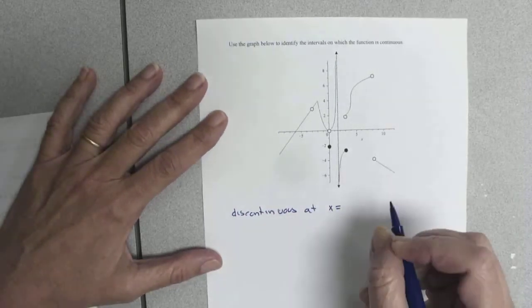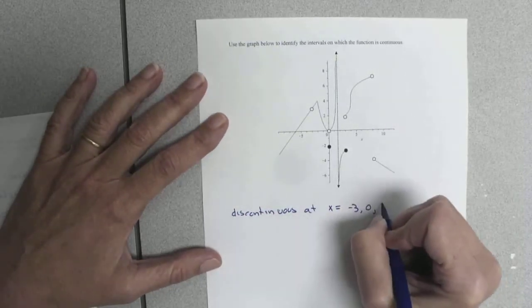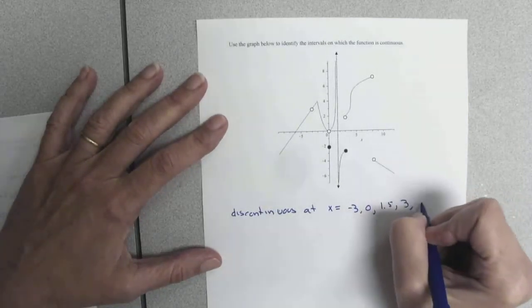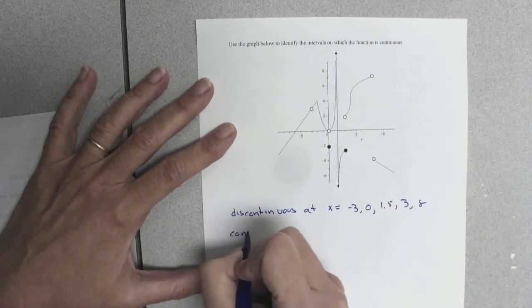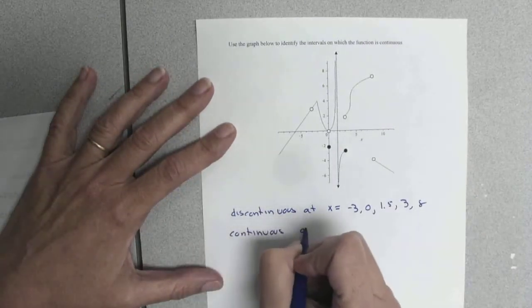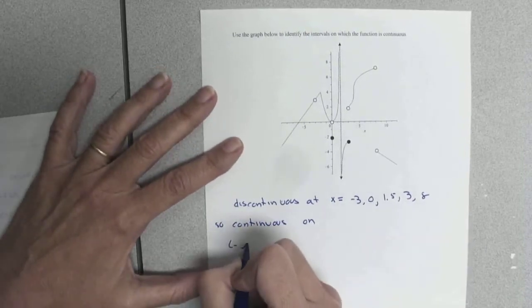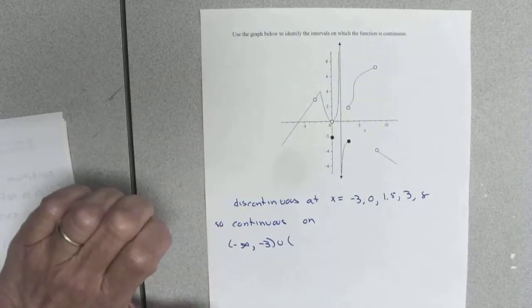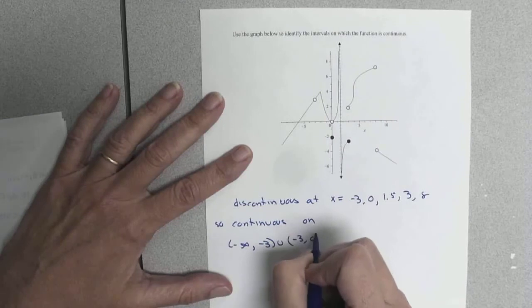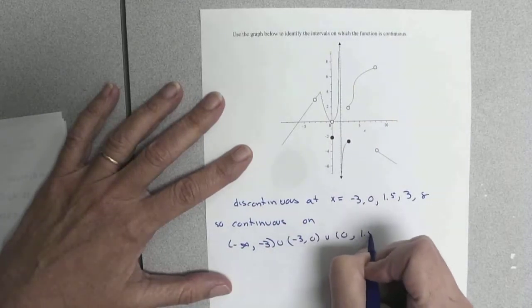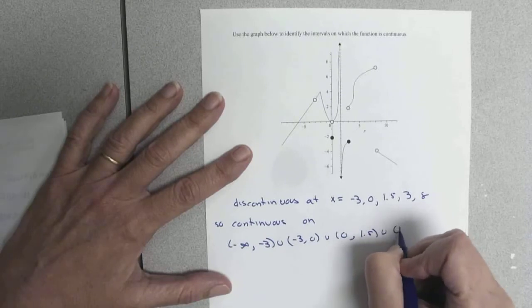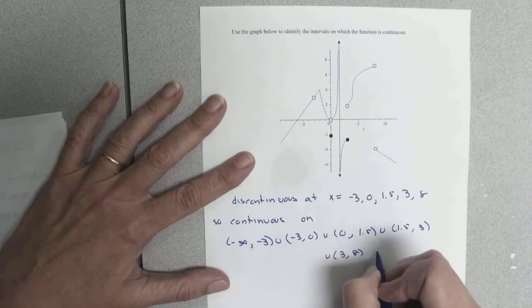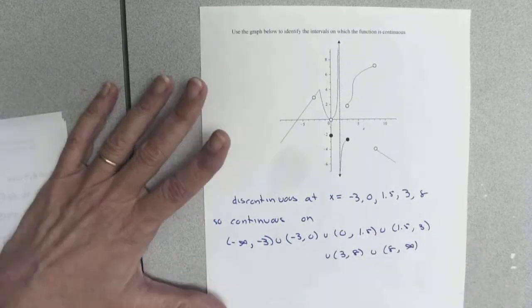at the numbers that we came up with before, at -3, 0, 1.5, 3, and 8. So it will be continuous on negative infinity to -3, open parentheses, -3 to 0, 0 to 1.5, 1.5 to 3, 3 to 8, and 8 to infinity.